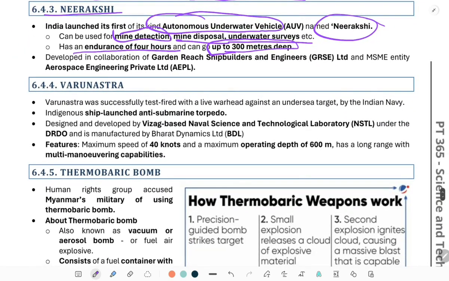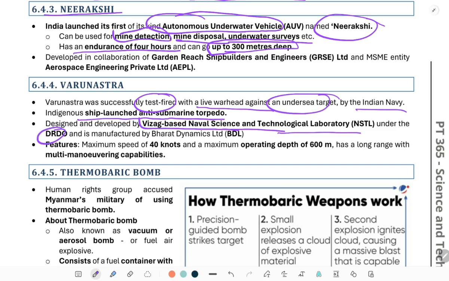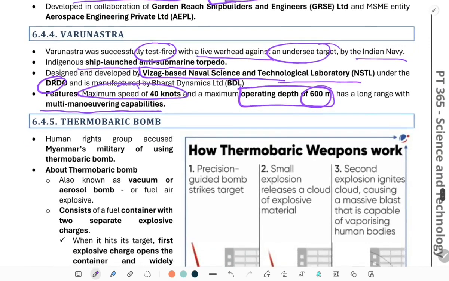Next, Varunastra was successfully test fired with a live warhead against an undersea target by the Indian Navy. It is an indigenous ship-launched anti-submarine torpedo. It is designed and developed by the Vizag based Naval Science and Technological Laboratory under the DRDO. Features: the maximum speed is 40 knots and the maximum operating depth is 600 meters, and it has a long range with multi-maneuvering capabilities.